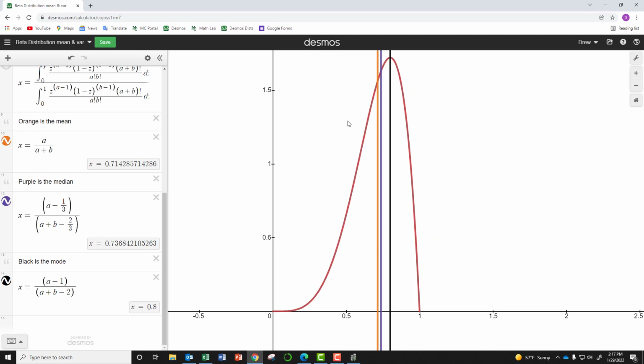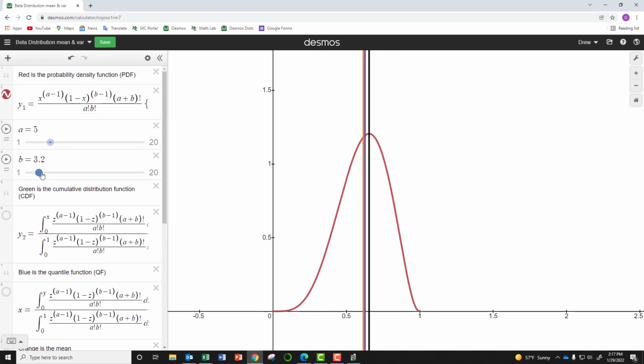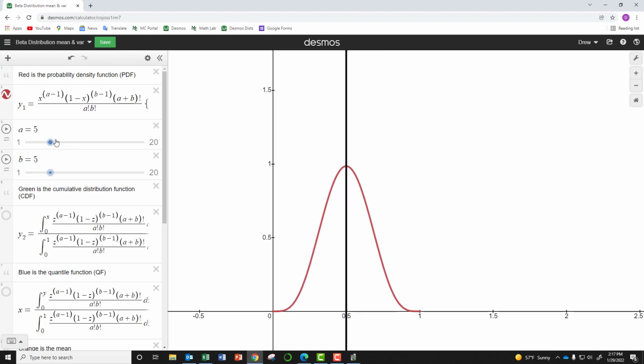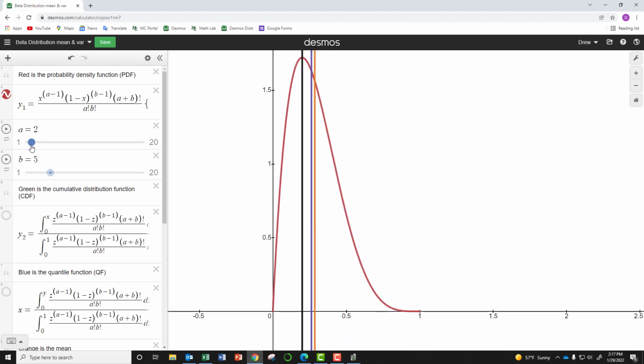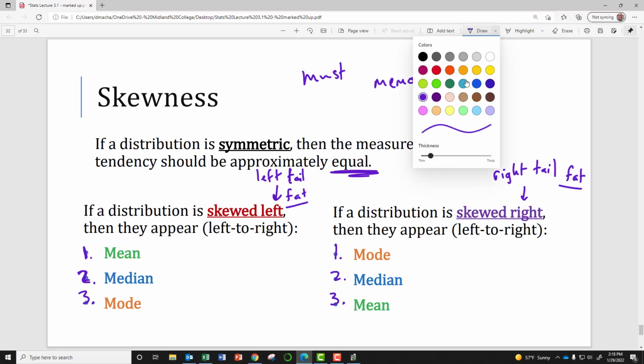Okay, so same measures of central tendency, same distribution. I'm just going to make it right skewed instead of left skewed, so adjusting my parameters. And I get a right skewed distribution. But notice now it's mode, median, mean. So when it's right skewed, the way that these measures of central tendency appear from left to right are mode, median, mean. Whether it's left skewed or right skewed, the median is in the middle of the measures of central tendency.